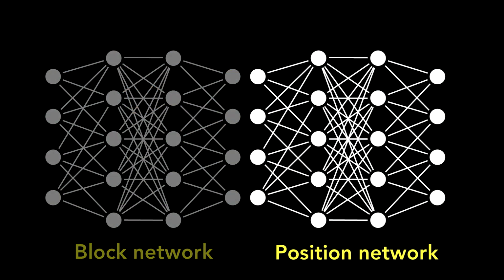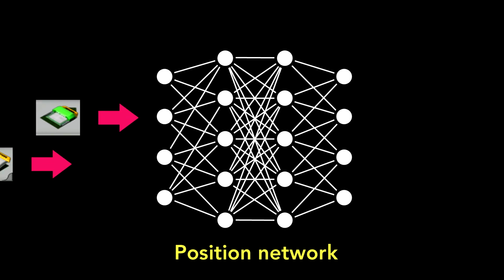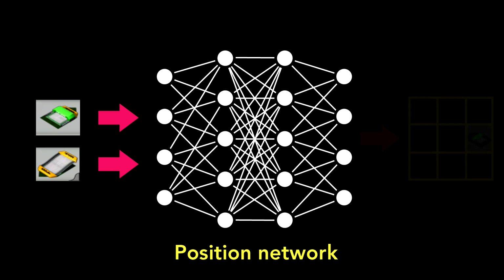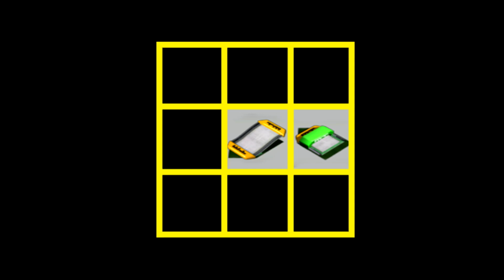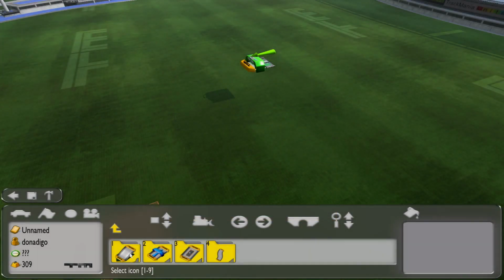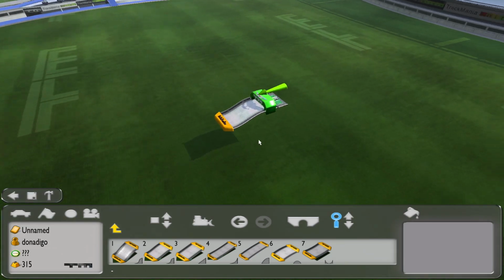This is where the position network comes in. The task of the position network is to predict where a specific block should be placed. In this case, our position network will receive the first start block we placed and the downhill block we want to place as the input. At the end, the network predicts two things: the position of the downhill block and its rotation. The network has correctly predicted that the downhill block should be connected with the start block in this orientation. We place our newly generated block and we repeat the process.